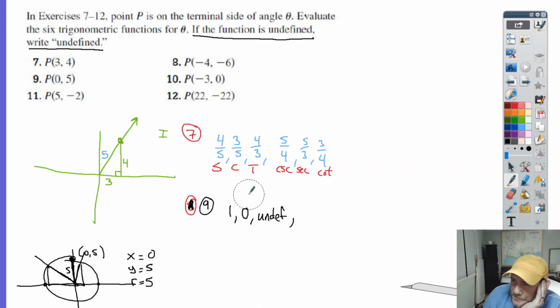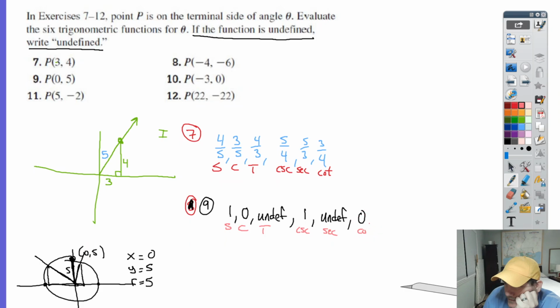All right, now the rest are reciprocals. So cosecant is r over y, which is 5 over 5, which is still 1. Then for secant, it's going to be r over x, so 5 over 0. So we get another one that's undefined. And then cotangent is x over y, that's 0 over 5, so that's just 0. So again, who are all these? Well, it's sine, cosine, tangent in that order. Then the reciprocal of sine is cosecant, and then secant, and then cotangent. So there's your 6 trig values.